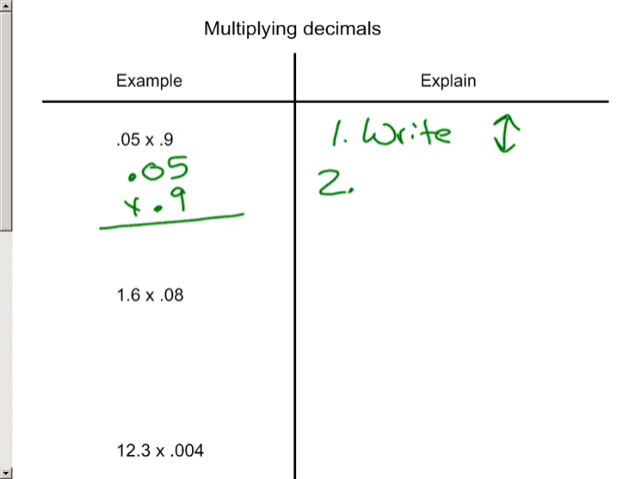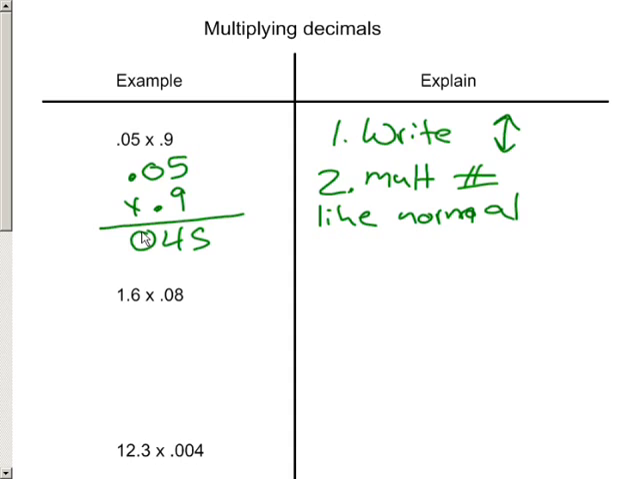Step 2 is just multiply the numbers like normal. Forget about the decimal right now. I want you to absolutely forget about it. So when I look at this problem, all I'm going to do is say, well, what is 9 times 5? And that's 45. And 9 times 0 is 0. Which I can write, but I really don't have to.